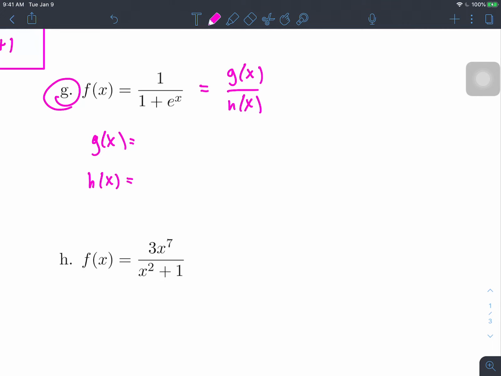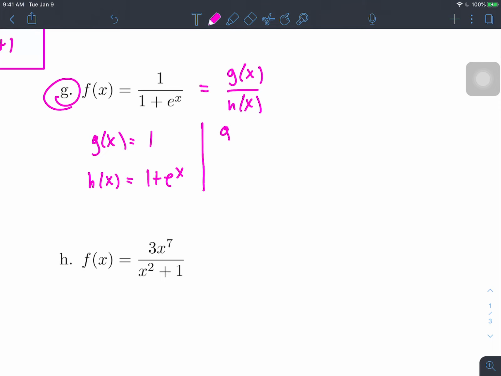Any ideas? I know I'm switching up the letters on you again, aren't I? g of x is just the top function, right? So what should it be? Yeah, 1. And h of x should just be the function that's on the bottom. 1 plus e to the x.